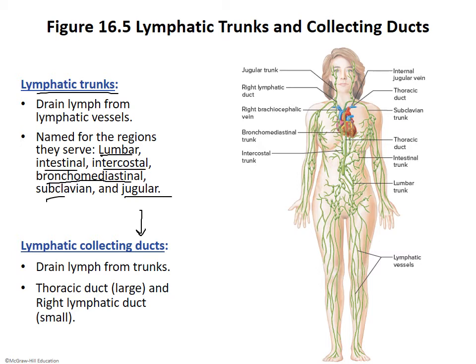Now, that's not something I'm going to spend a lot of time on in here, and not something I'm going to look to ask questions about, but if I see them again, I think that's fair game on the test. These 2, which are the lymphatic collecting ducts, are the ones that I do expect you to know. And there's just 2. One is called the thoracic duct, and one is called the right lymphatic duct. And you need to know those 2.